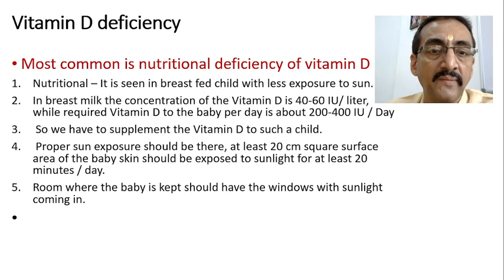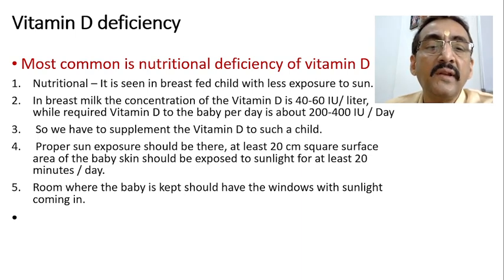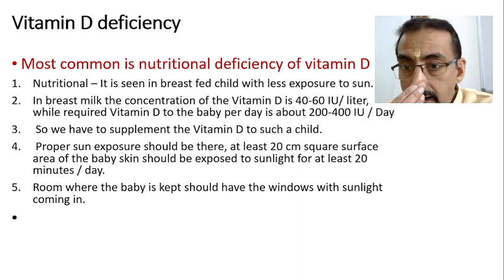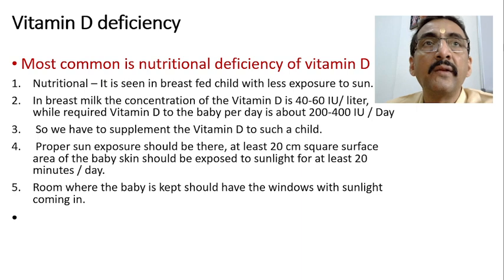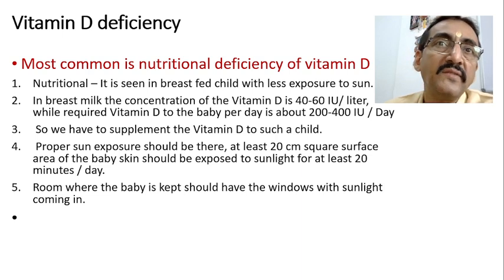This is a recommendation. So how much sun exposure is required? 20 centimeter square surface of the area of the baby's skin should be exposed to sunlight for at least 20 minutes per day. Okay. So the room where the baby is kept should have the windows with the sunlight coming in. So what you have to ensure is only one thing, that the room where the baby is nursed or kept should have a window through which the sunlight is coming.